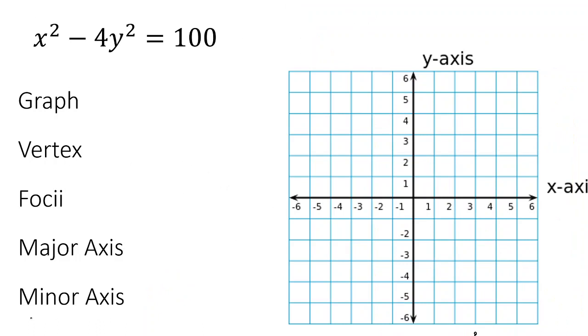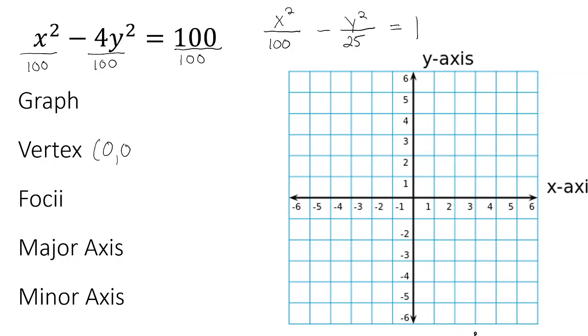Oh boy, what's wrong with this one? Well, if we've been paying attention, we know that this doesn't equal 1, and a hyperbola has to equal 1. All hyperbolas have to equal 1, so we want it to equal 1. So just like on the ellipse, we're going to divide by 100, divide by 100, and divide by 100. So we'll get x squared over 100 minus y squared over 25 equals 1.